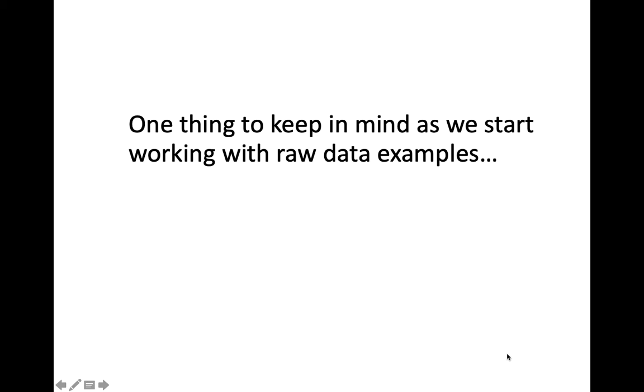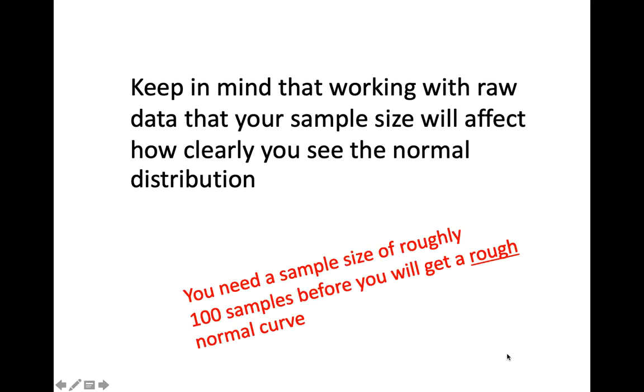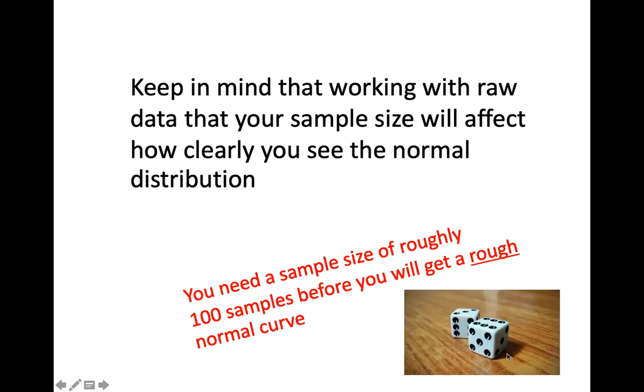As we start to work with some raw data sets, it's important that you keep in mind a few things about them. When you're working with a raw data set, your sample size will absolutely determine how clearly you see the normal distribution. In fact, it's said that you need a sample size of roughly 100 before you really get a rough idea of the normal curve.